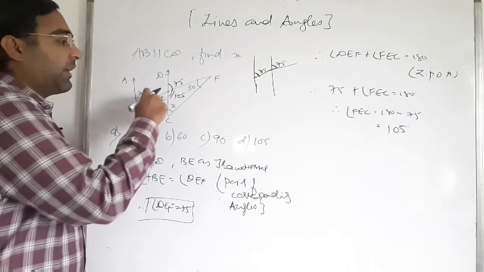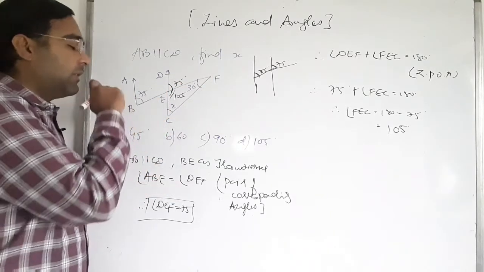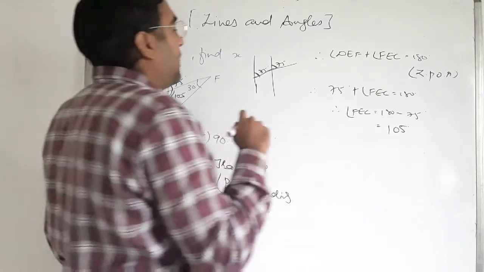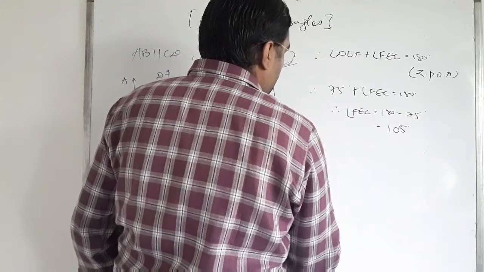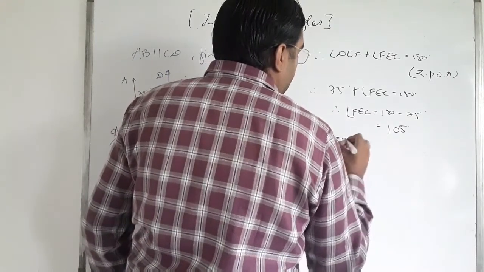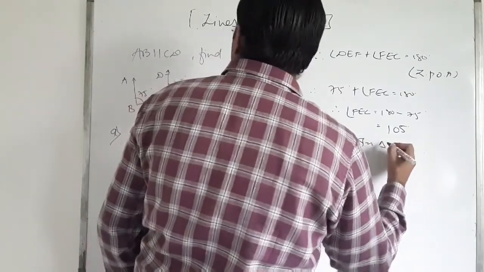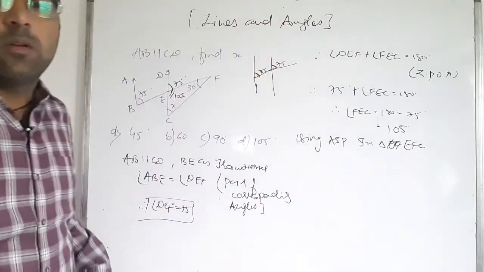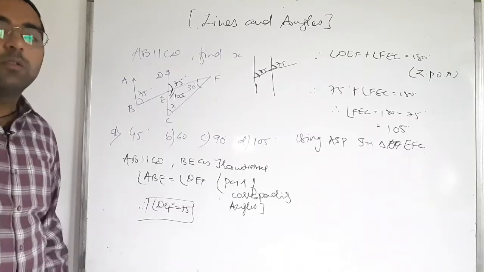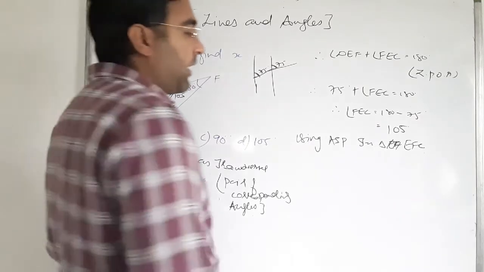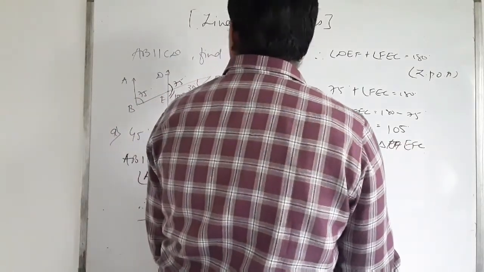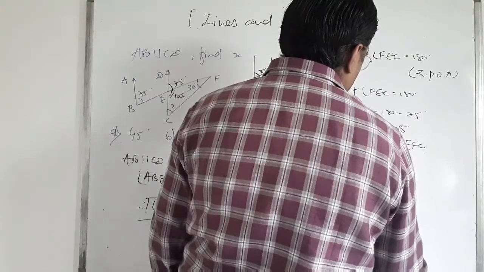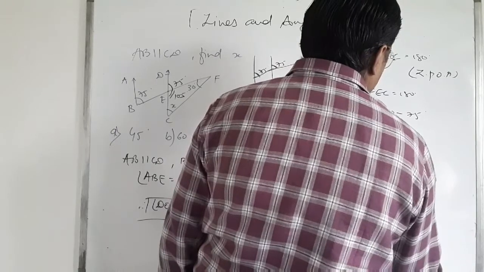Now this triangle EFC is one of the triangles. So using the angle sum property, we have 105, 30 and the third angle X. Using the angle sum property in triangle EFC, angle E, 105, plus angle F, that is 30, plus angle X, equal to 180 degree.